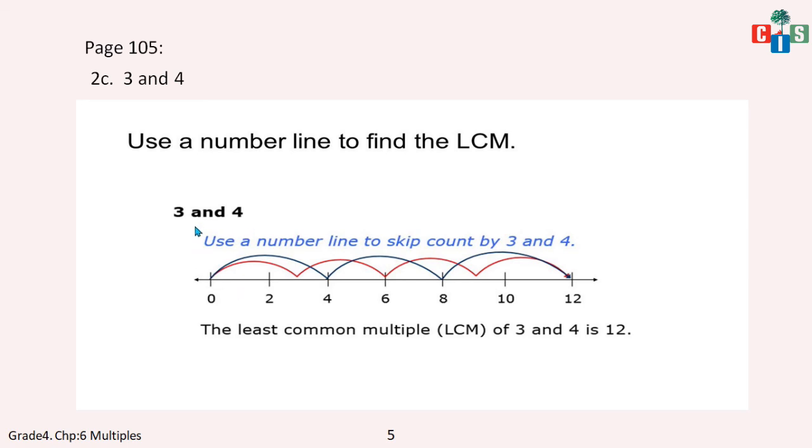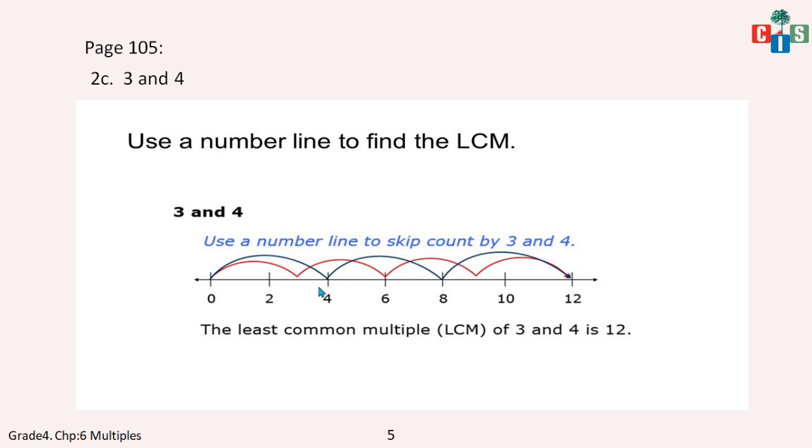Okay, for 3 I have taken the red line. So from 0 jump to 3, then 6, then 9 and then 12. Okay, the table of 3. 4 I have taken with a blue line. So from 0 jump to 4, 4 2s are 8, 4 3s are 12. So at the gap of 4 the frog will jump.